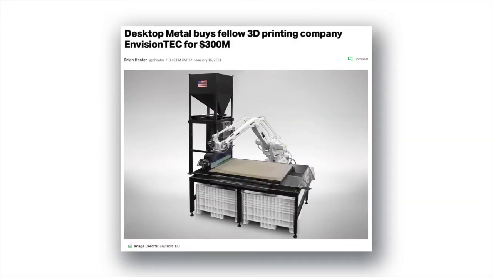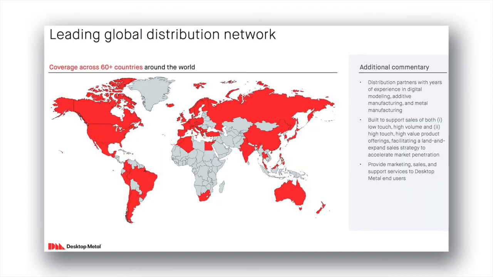Also, some news came out on the 15th of January. Desktop Metal bought Envision Tech for $300 million. They are doing photopolymer additive manufacturing. They are specialized and market leader in the dental market, but lots of other markets are part of their business as well. They have almost 5,000 customers in total, and with their huge distribution network, Desktop Metal will be in a better position than before.